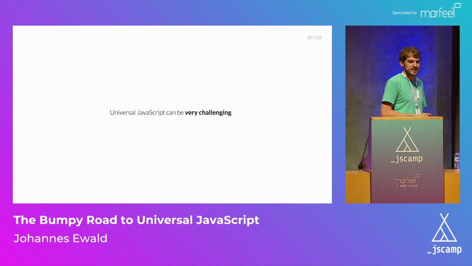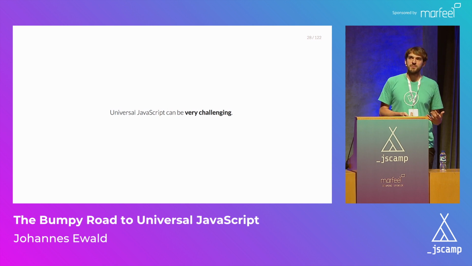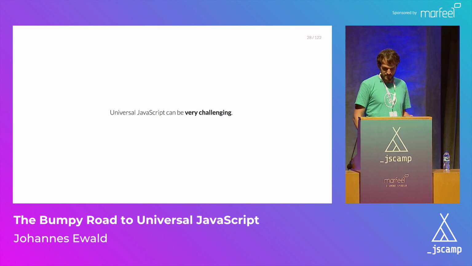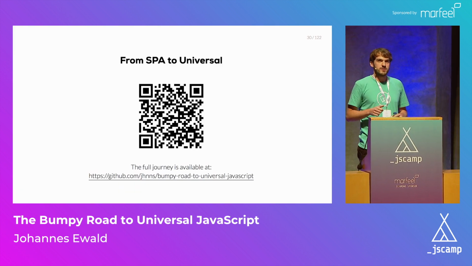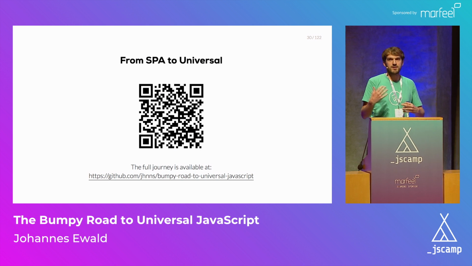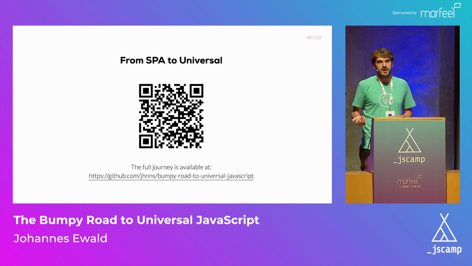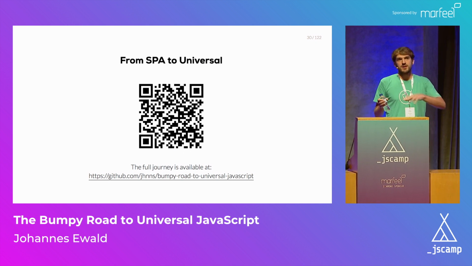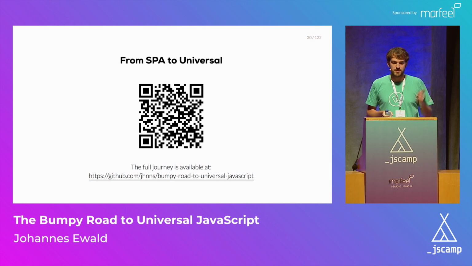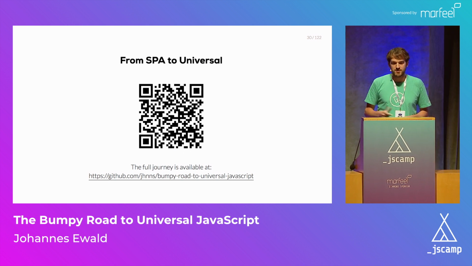But I think he's right, because universal JavaScript can be very challenging. That's why I want to show you some of the pitfalls so that you can avoid them. So let's start the journey. The idea is that we start from a single-page app, because I think you're most familiar with that architecture, and then we progressively turn it into universal JavaScript. The full journey of this change is in this repository. So if anything is not clear, go to the repository and read the README.